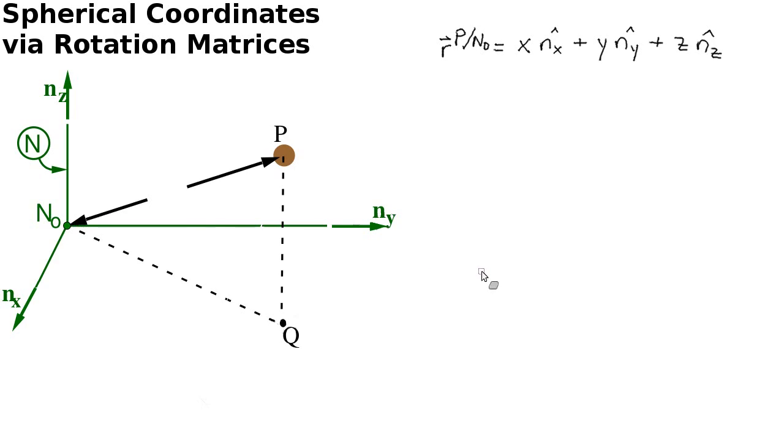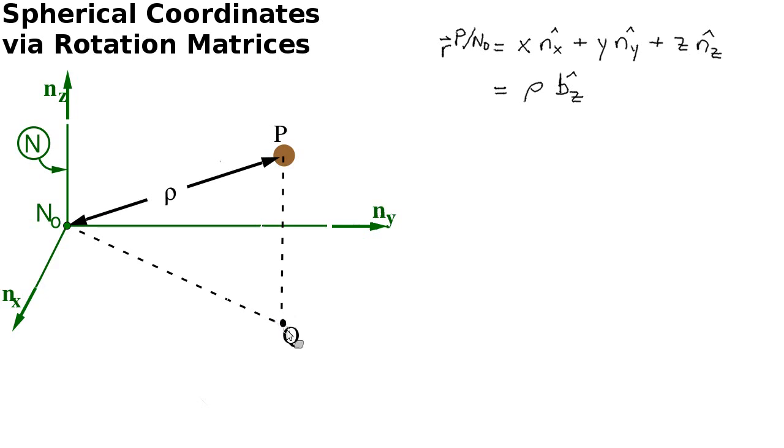As we'll see in some later problems though, it could be useful sometimes to express this position just in terms of a unit vector that points from NO to P. So that would look like some distance rho in the direction from NO to P. And we'll call this BZ for now, and you'll see why once we introduce some additional frames. So first, let's observe that P can be projected down onto the nx, ny plane, and that projection point is called Q. And there's a line going from NO to Q.